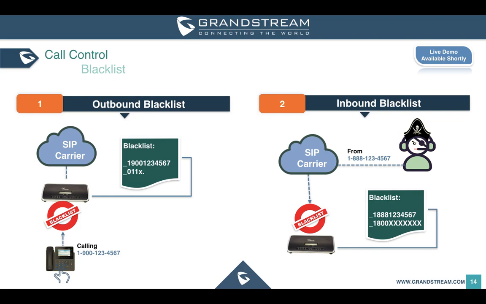For example, if you have a 1-800 number blacklisted, it will not reach the default destination and it will be blocked by the UCM without bothering the receptionist.